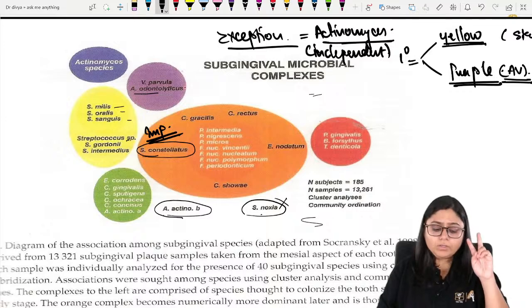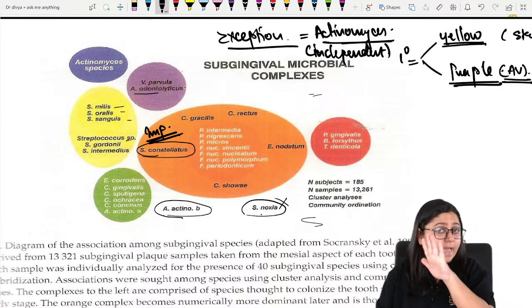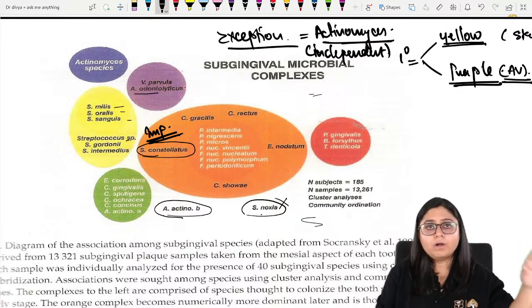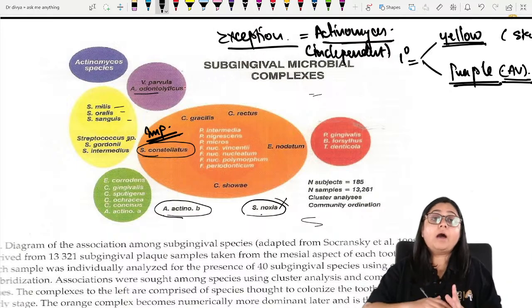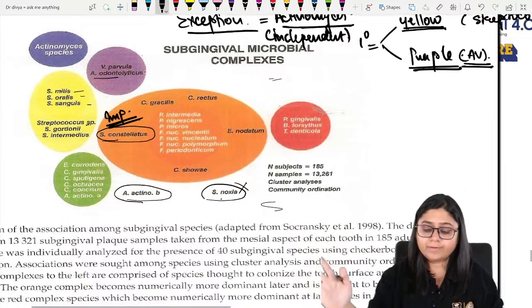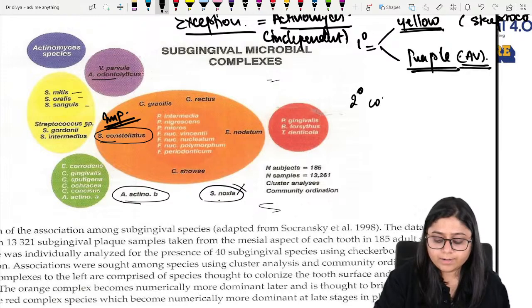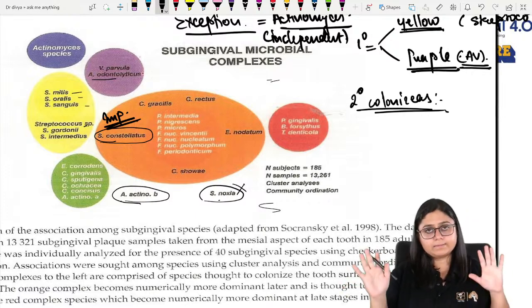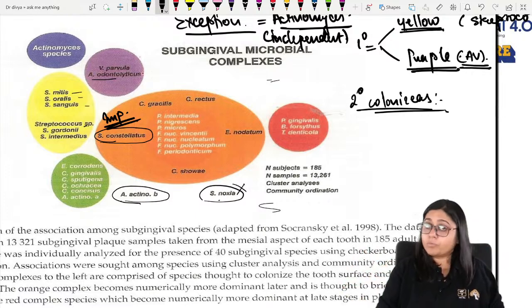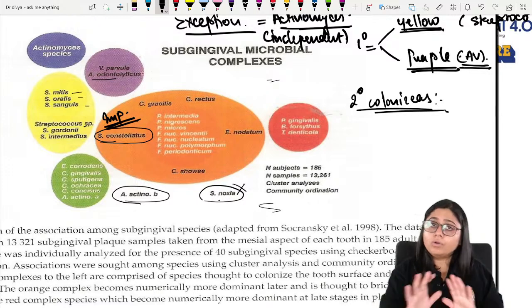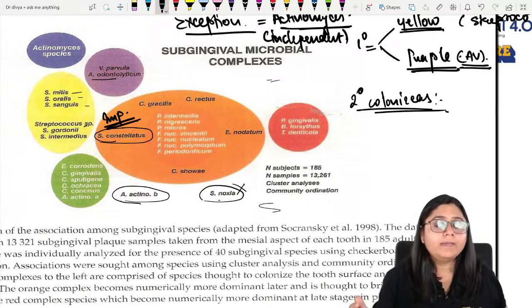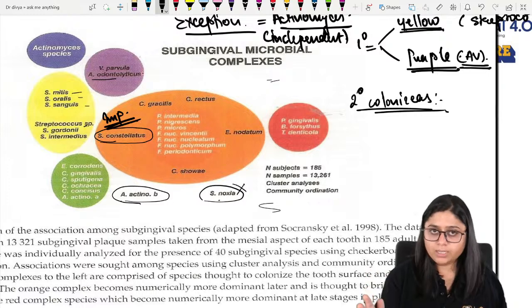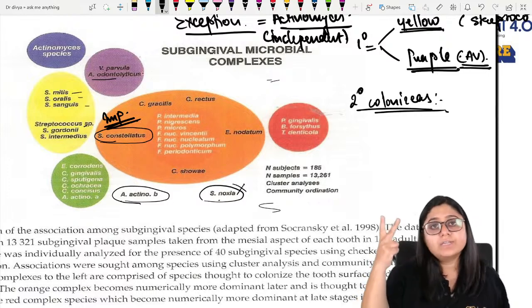Okay. So primary colonizers, I hope it is clear now. The purple complex and the yellow complex. Now let us move to the secondary colonizers. How will you remember the secondary colonizers? You need to remember the traffic signal lights. That's it. Everyone knows the lights of the traffic signals. All of you will know the three different lights in the traffic signals, which are green, orange and red, right?